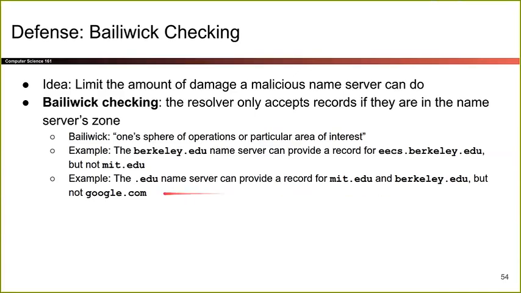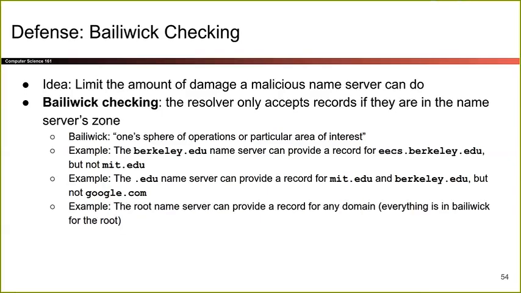But we don't have to let this edu name server answer google.com. I would never ask the edu name server for Google. I would be asking the .com name server. So I can reject it if the edu name server is giving me a poisoned cache entry for google.com. Okay. And the root name server can poison anything because they're the root and everything is in bailiwick. So if you're running a root name server, you should probably be careful to make sure you're not hacked. Okay, so that's bailiwick.